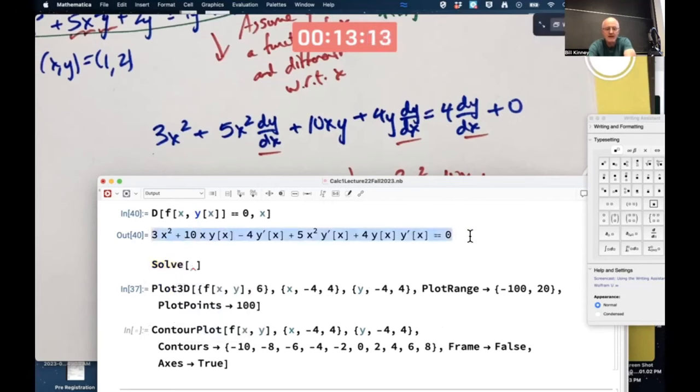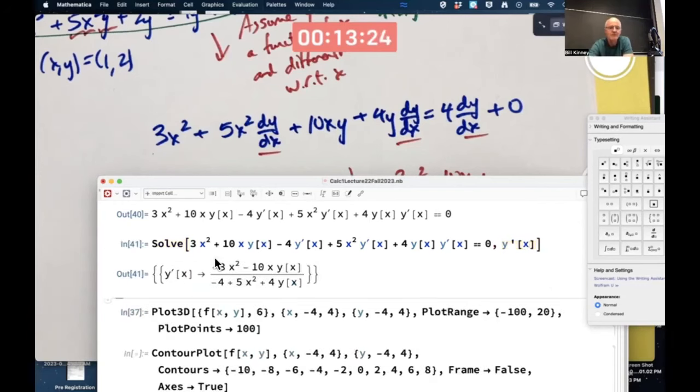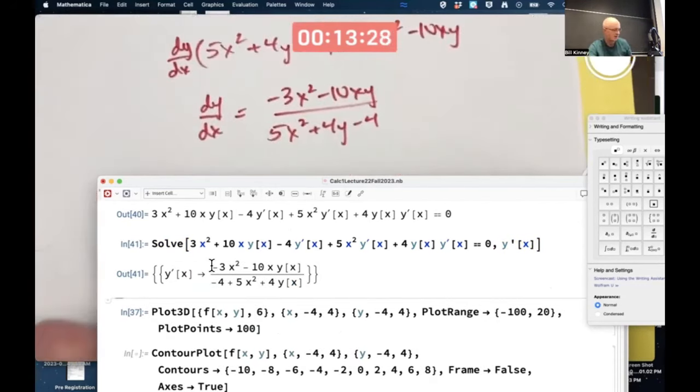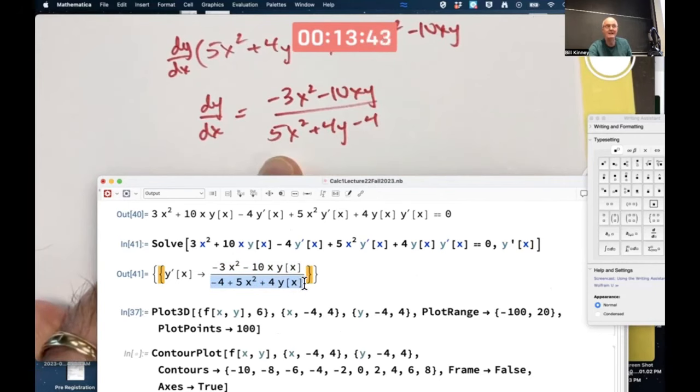I'd like to now solve that equation algebraically for y prime of x. So I'm going to copy and paste that equation into here, put a comma, and then y prime of x is telling Mathematica what to solve for. Compare that answer with this answer. Up top, you see a negative 3x squared minus 10xy of x. I just write a y. On the bottom, you see a minus 4 plus 5x squared plus 4y. Yes, this is correct. I did it right.